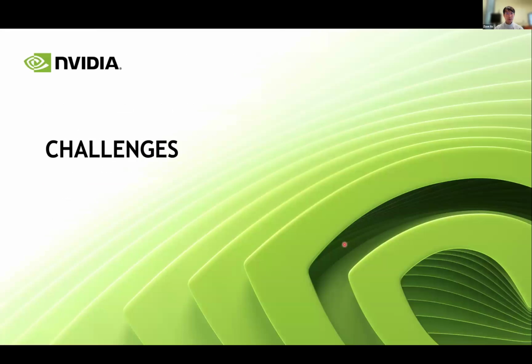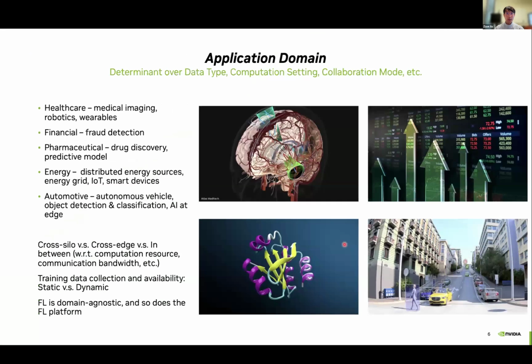So let's first take a look at the challenges we have. The first one is the application domain. That is really the determining factor for which algorithm we are going to use, what data we are going to face, and what kind of orchestration we need to perform the federated learning process.